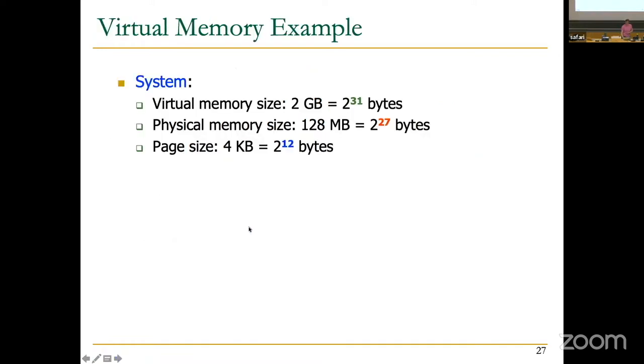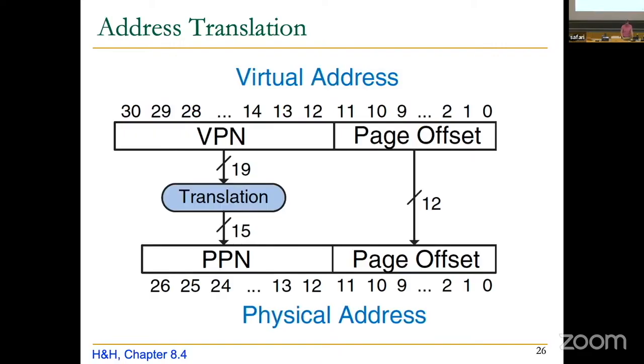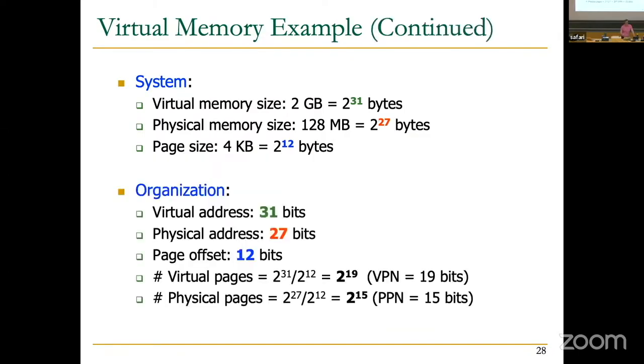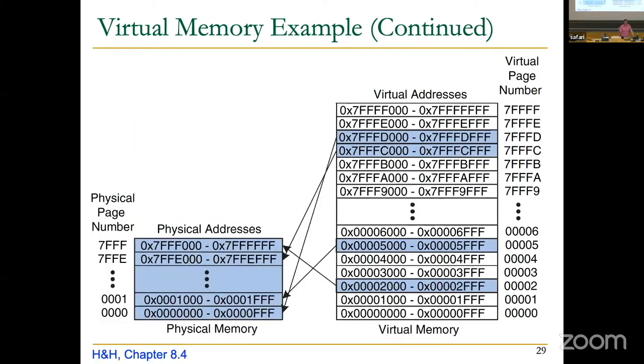Everything is good, right? So let's take a look at the example. Actually, this was 31, sorry. Virtual memory size is 2 gigabytes in this example, so you have 2 to the 31 bytes. Physical memory size is 2 to the 27. Page size is 2 to the 12, 4 kilobytes. Essentially, the organization looks like this. Virtual address is 31 bits, physical address is 27 bits, page offset is 12 bits. So the number of virtual pages you have is 2 to the 19, number of physical pages 2 to the 15. So you can easily derive the virtual page number and physical page number. These are easy. And this is an example from your book also.